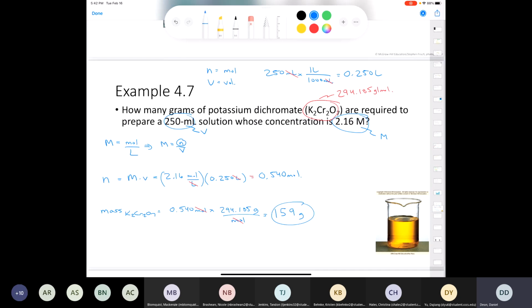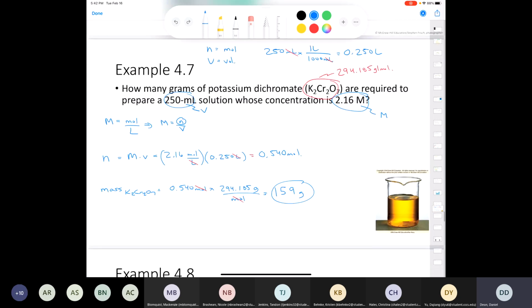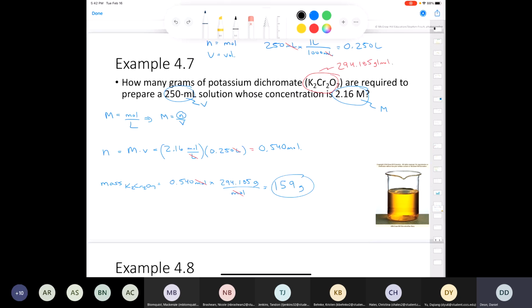I find that when you're teaching these kinds of problems, it's best to do it as a two-step process. But if you did it in one whole step, what do I mean by one step? You would say, okay, I'm starting with 0.250 liters of my solution, and I have 2.16 moles per liter, like that.